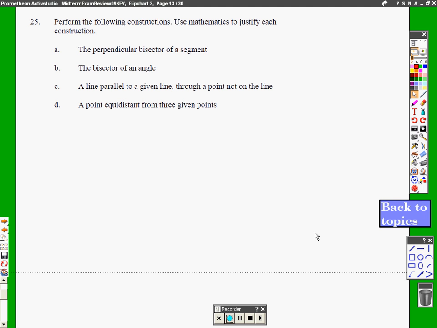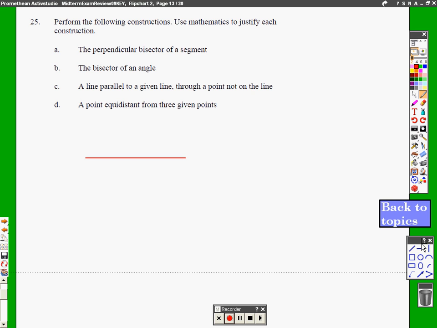Okay, problem 25 is all about practicing our constructions from our construction unit. We have 4 different constructions that they would like us to be able to find. I'm going to do A, B, C, and D. For A, I need to find the perpendicular bisector of a segment.